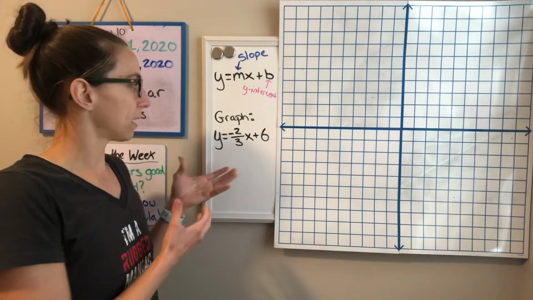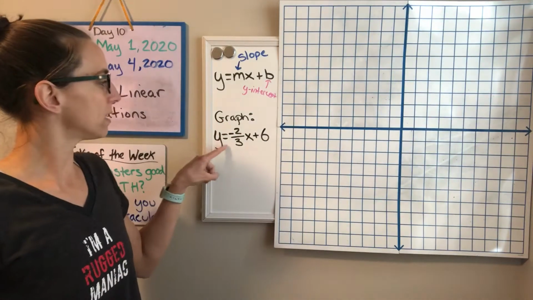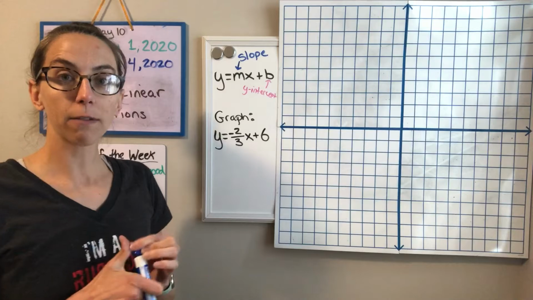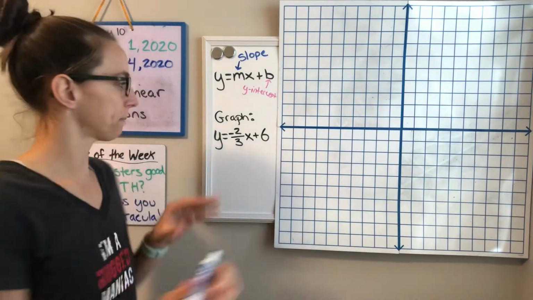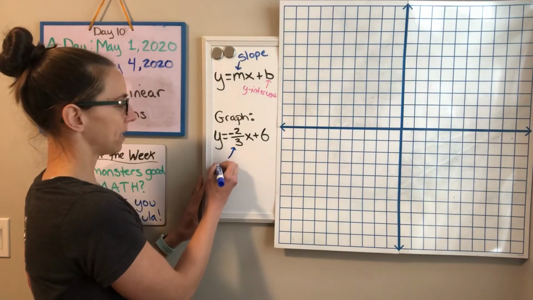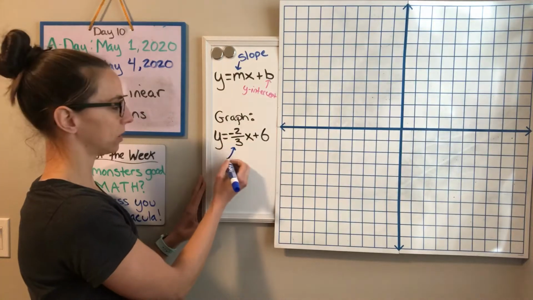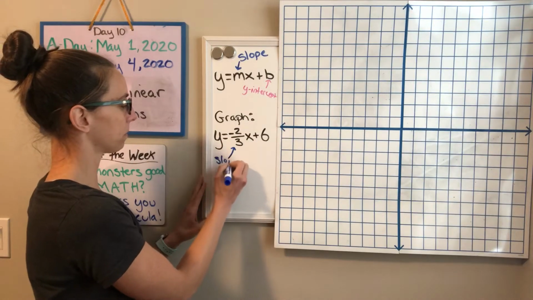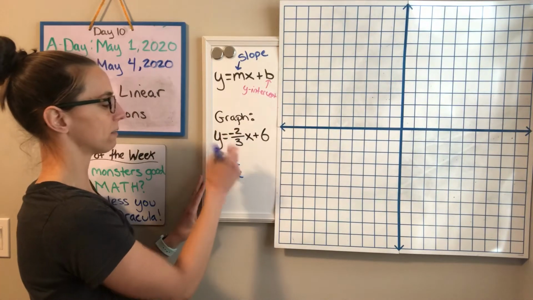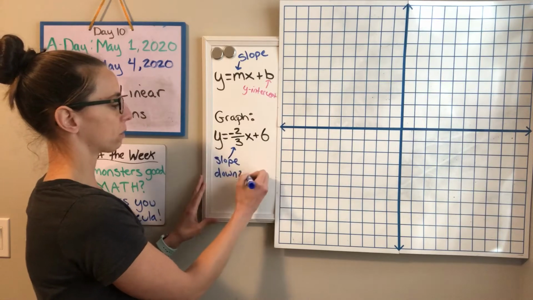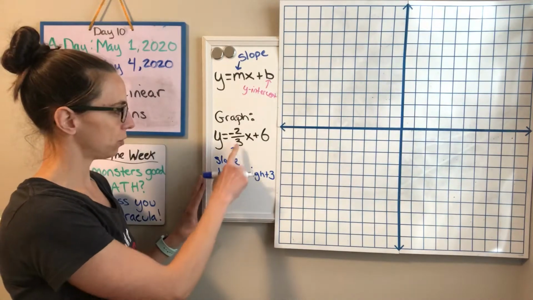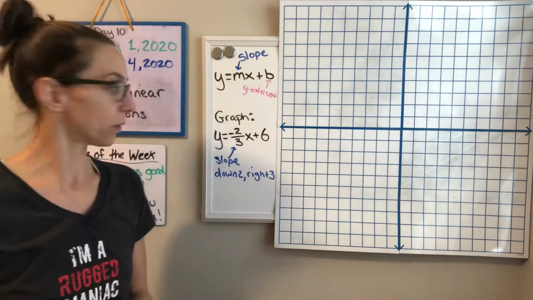So we're going to go through this example right here. It says graph the equation y is equal to negative 2/3 x plus 6. Before we generate the graph, we need to figure out what our slope is and what our y-intercept is. This negative 2/3 is our slope, and that means we're going down 2, because it's rise over run, and then going to the right 3. So my movement will be down 2, right 3, based on that negative 2 over 3.